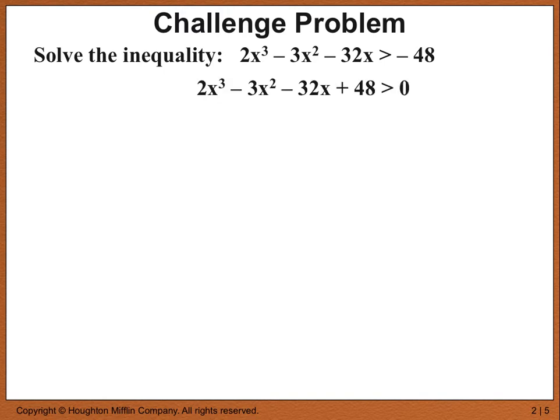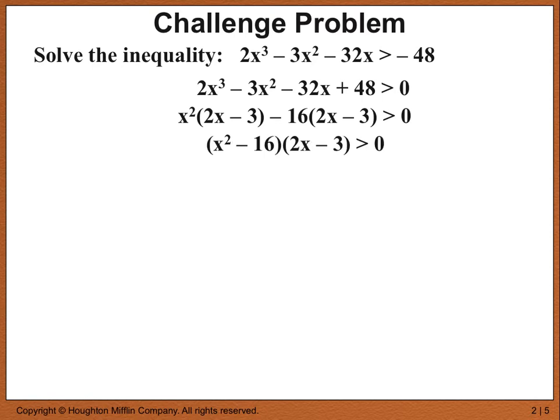Alright, going through the factoring, we bring the 48 to the other side because we want 0 on one side. Then we group terms. We take x squared out of the first two terms, so x squared times 2x minus 3. And we take a negative 16 out of the next two terms, and so we have negative 16 times 2x minus 3. Now it's clear from that step that the 2x minus 3 is just being distributed, so we can rewrite it this way.